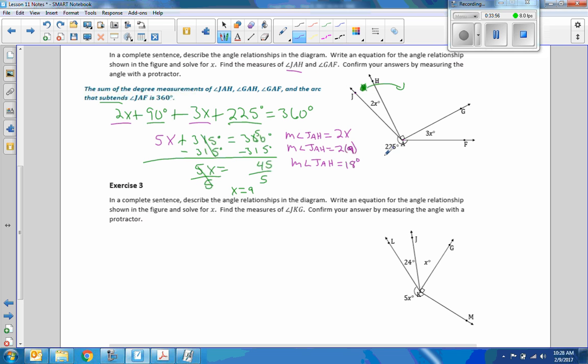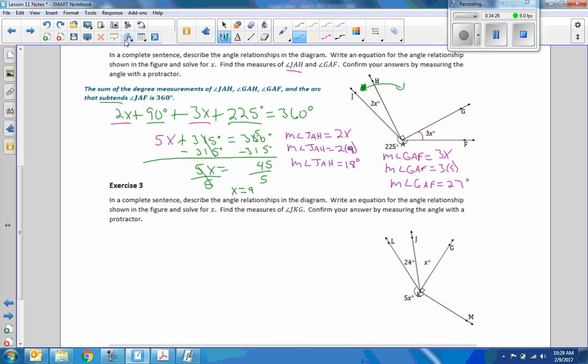Now find the measure of GAF. The measure of angle GAF equals, here's G, here's A, here's F, so it's this angle, 3x. So therefore, the measure of angle GAF, substitute my x that I found, which is 9. So the measure of angle GAF is 27 degrees.